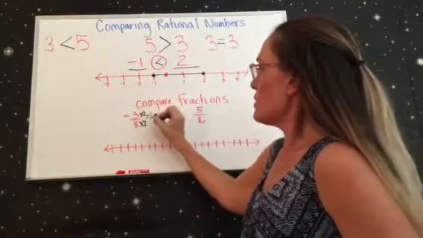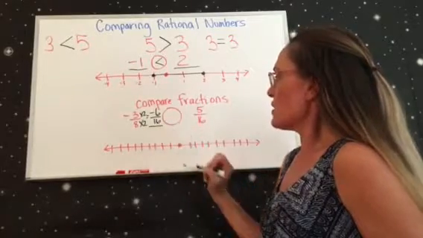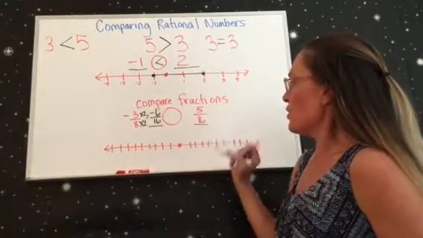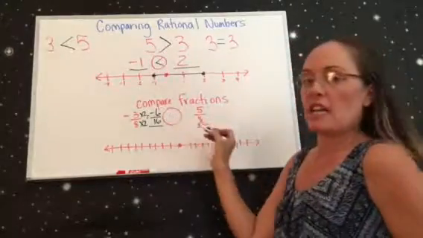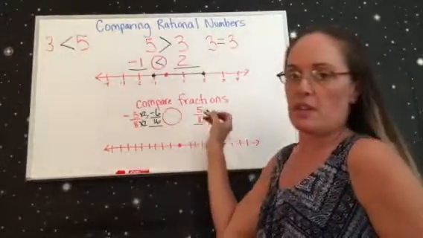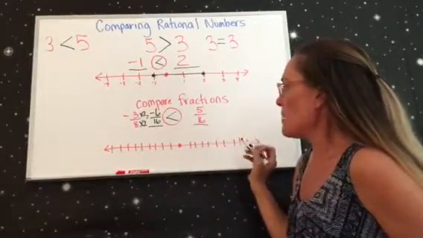So -3 times 2 is -6. And now you have -6/16, and then you have 5/16. So now you can compare them. Right away you have a negative and a positive, so the positive is always going to be bigger than the negative. So we're going to go like that.